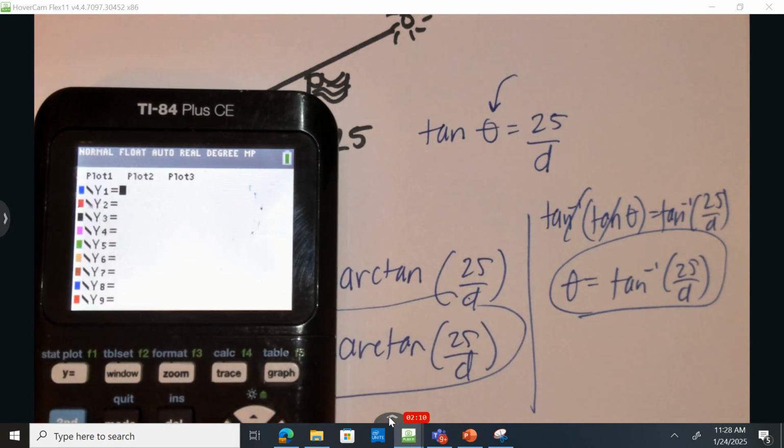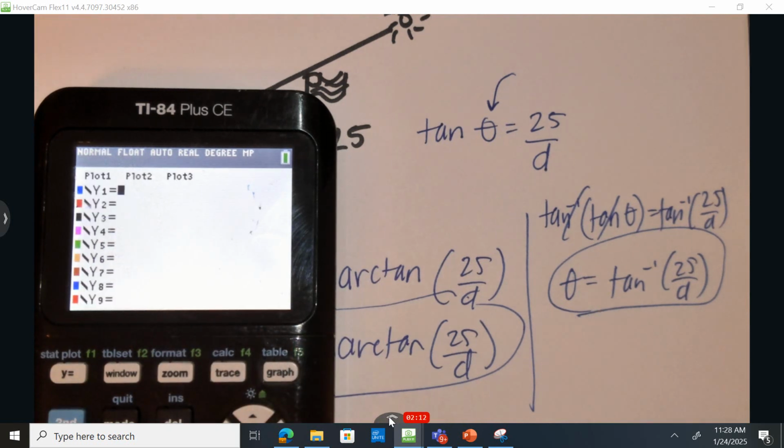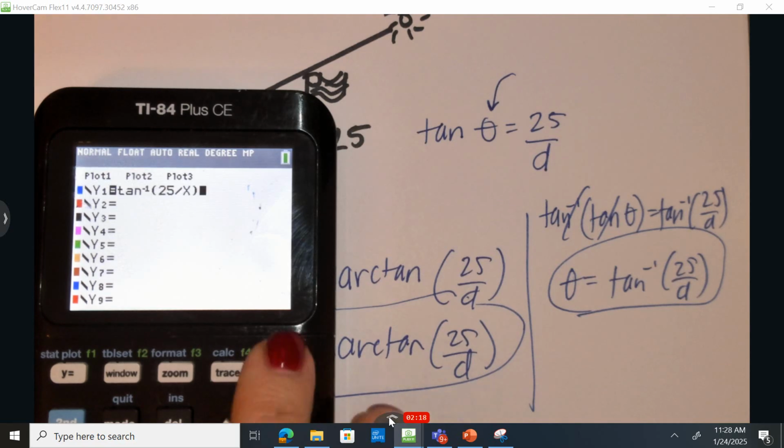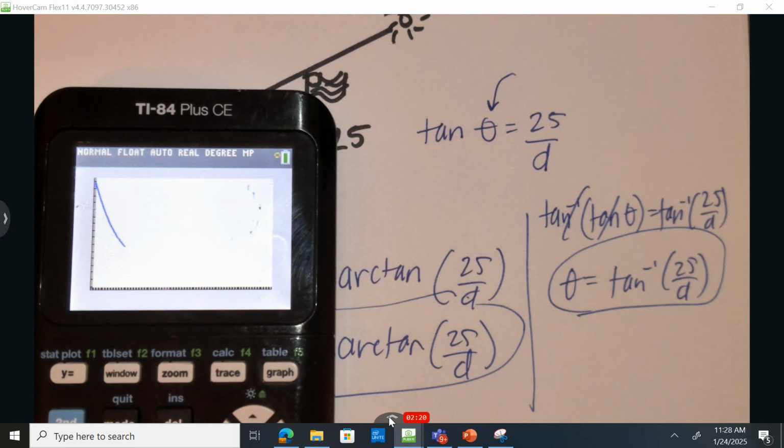Okay, when we plug this in, I'm going to plug it in using inverse tangent in parentheses 25 divided by d. We don't have a d, so we'll put an x in, and I'm going to graph it. And now you'll graph what we see here in the box provided to you of part B of number 4.